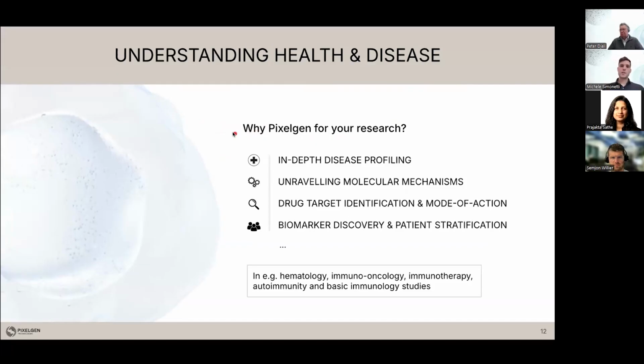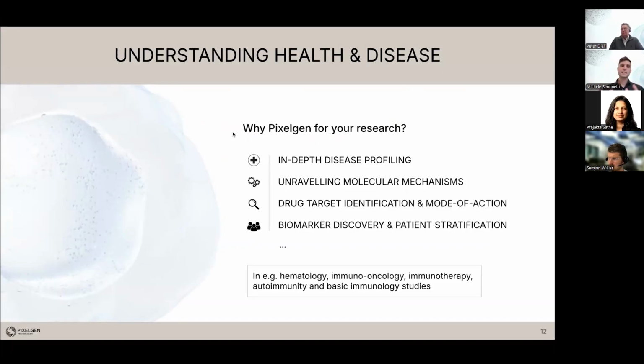So why use Pixelgen for your research? I'll show you some examples now, but in general, the technology can be used for in-depth disease profiling, to reveal new molecular mechanisms, for drug target identification and mode of action. We have seen an example with rituximab before, but also for biomarker discovery and patient stratification.